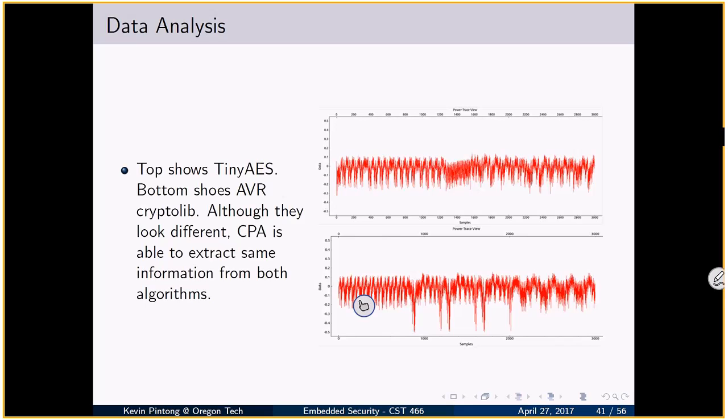Yes, Tapadar. So Tiny AES, is that a different version of AES, or is it just a library for generating AES? AVR CryptoLib is another one that has AES. No, it's the same AES 128 electronic code book mode, but it's two different algorithms. I'm trying to show you that you have two different algorithms that produce the same result, but you get a significantly different waveform. Same processor. Gotcha.